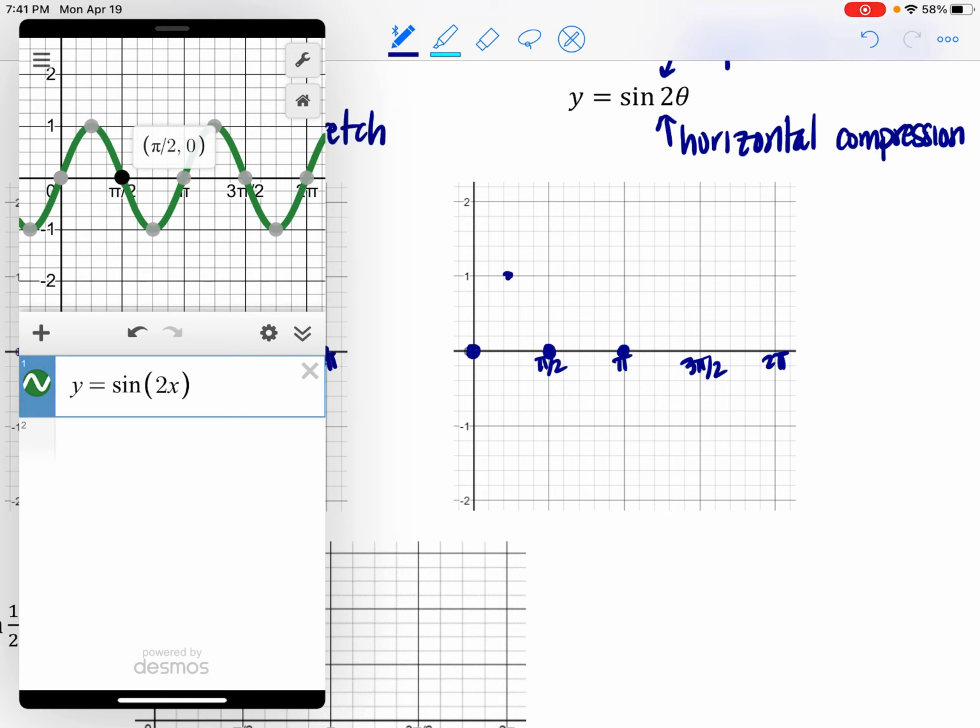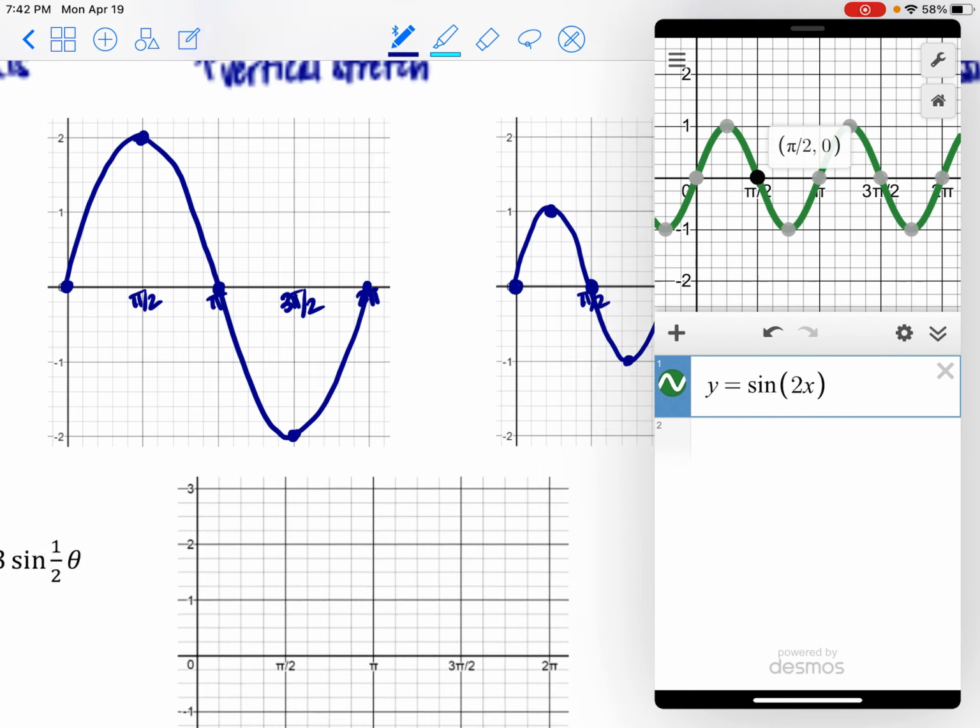So we're going to hit the max in the middle of that, and we're going to hit the min in the middle of that. And then again, we're going to have another cycle here, and we're going to hit the max in the middle of those, and we're going to hit the min in the middle of those. So now we've got 2 cycles to cram in here from 0 to 2 pi, okay? So we're seeing some effects.